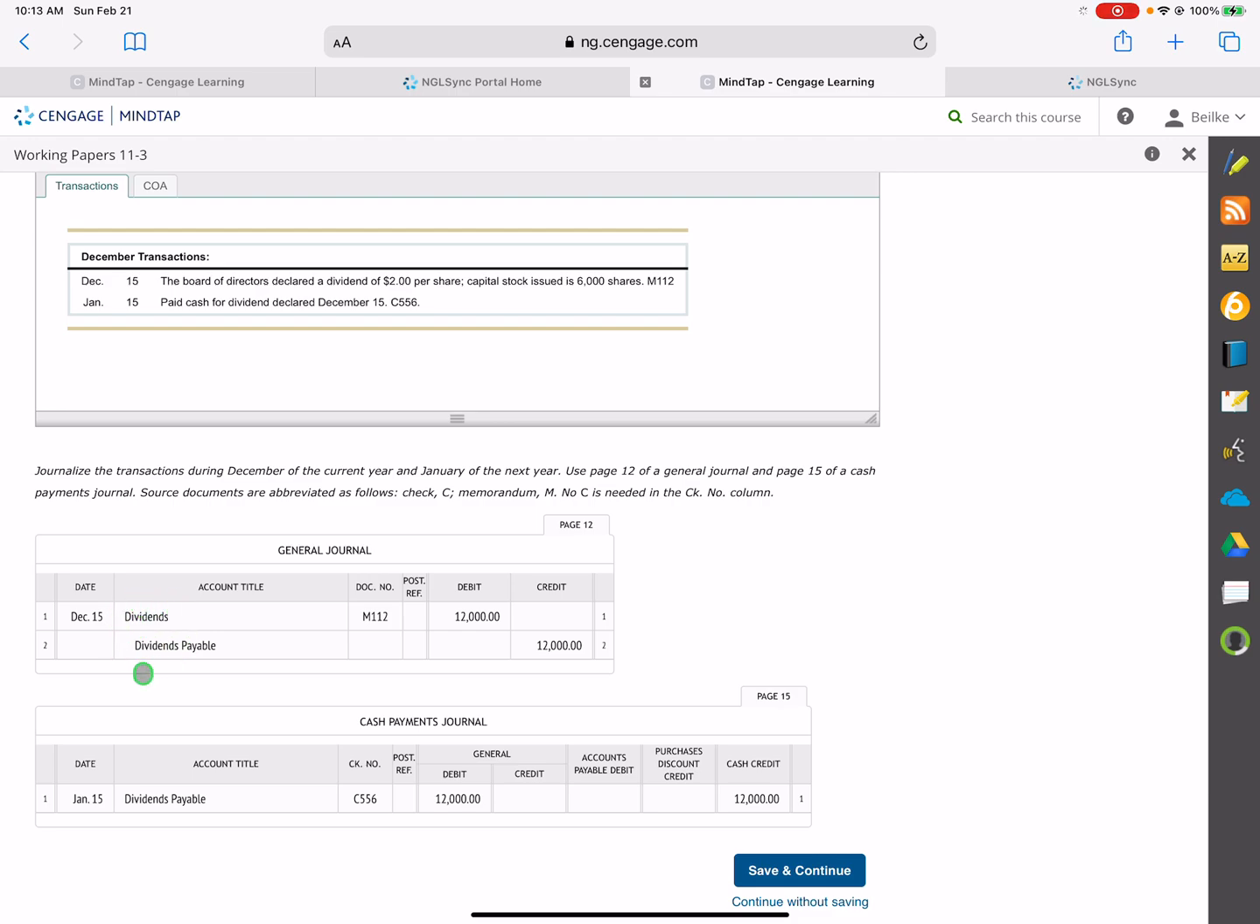So again, this one is for declaring dividends. The board of directors decide to use some of the retained earnings, and then this one is a paid. And remember, it is a month apart.